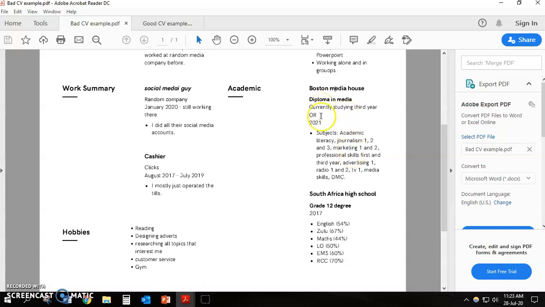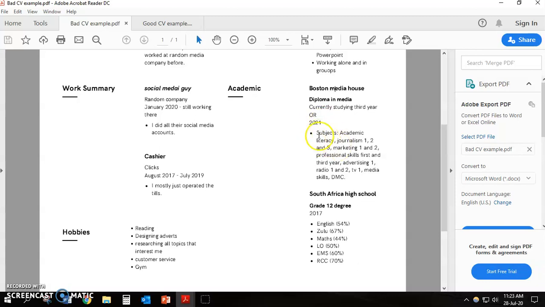Currently studying third year or 2021 are both incorrect because we need to know information about how long this has taken you. Also, 2021, that's in the future. So as much as I'm behind all of you guys to graduate in as short a time as possible, that's in the future. You never know what's going to happen. This year, 2020, has taught us that.